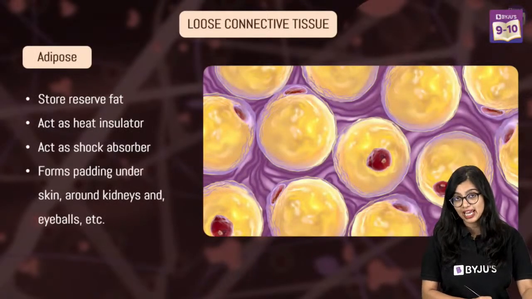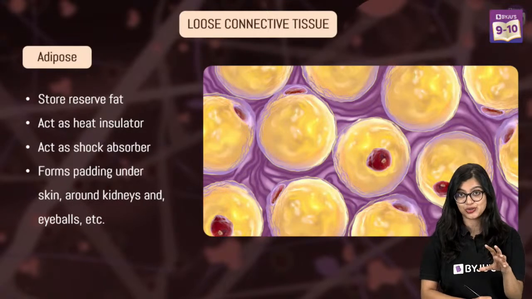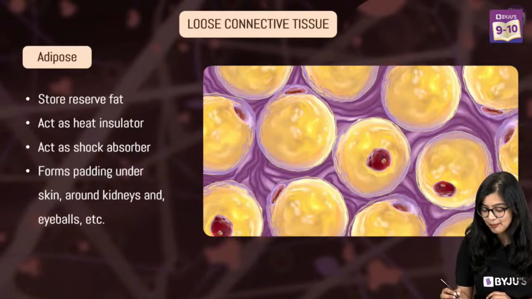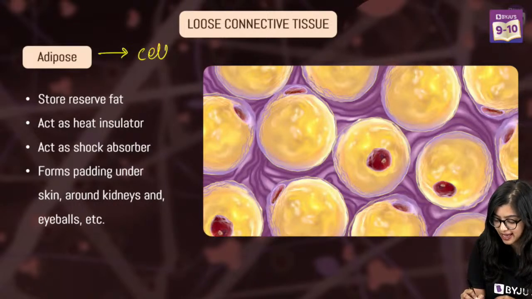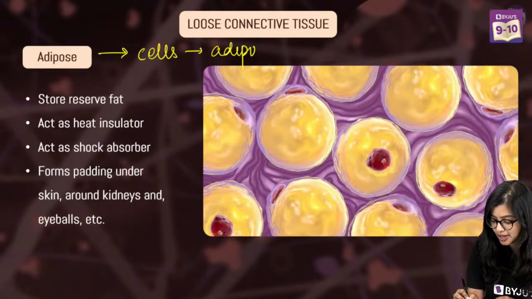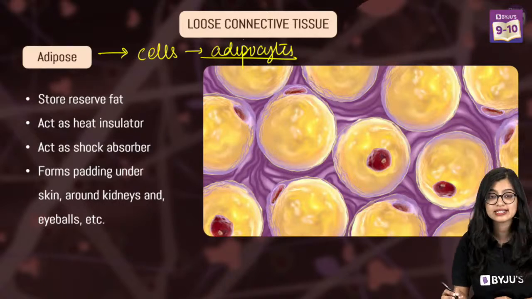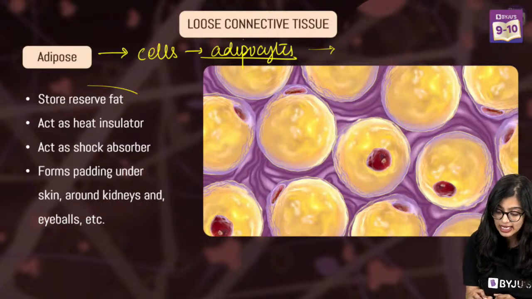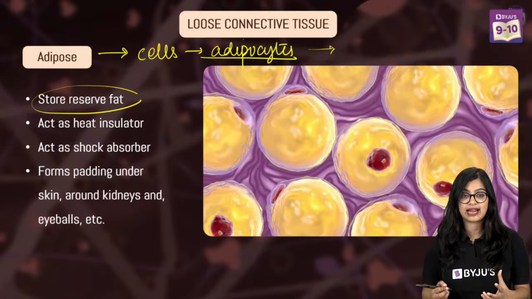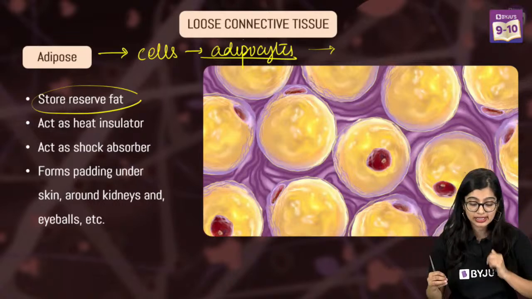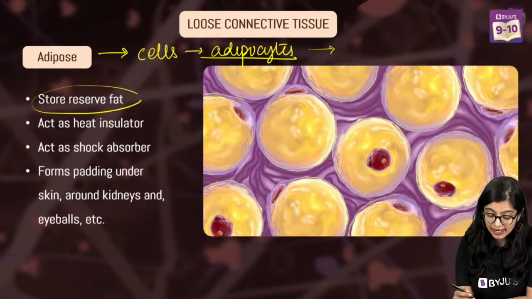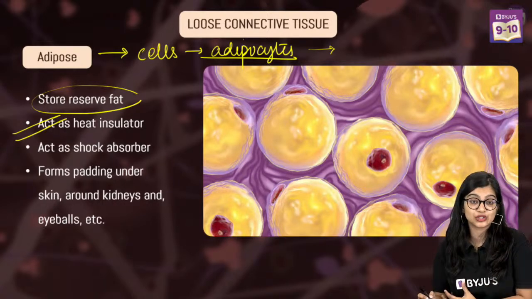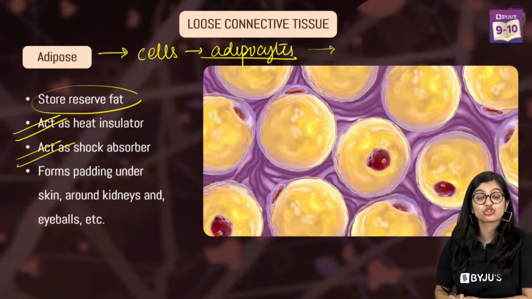So when we talk about areolar tissue, we see, adipose tissue, sorry. We learned about areolar. Next we will move on to adipose tissue. Now adipose tissue is made up of cells which are called adipocytes, right? So these are what we call adipocytes. Now these adipocytes have the ability to store reserve fat. Yes, so they have the ability to store reserve fat, and along with this it also acts as a heat insulator and also acts as a shock absorber.